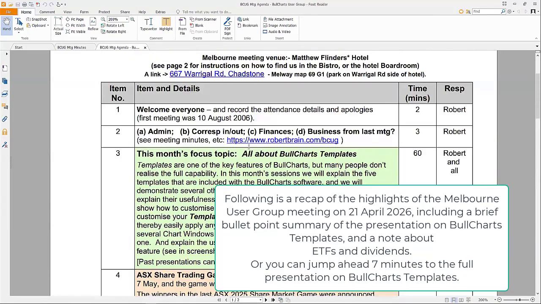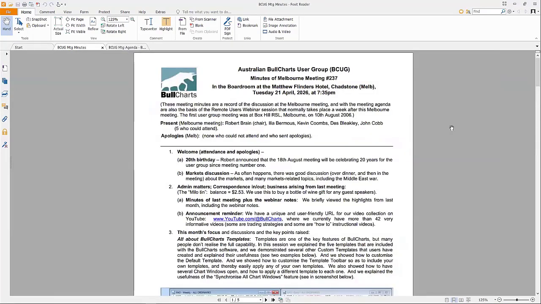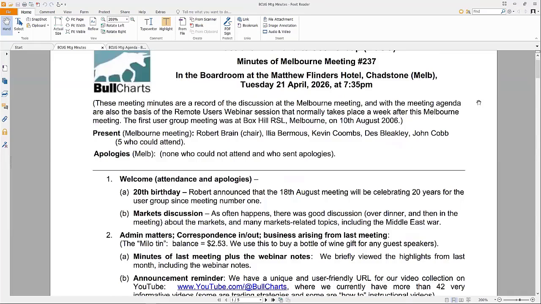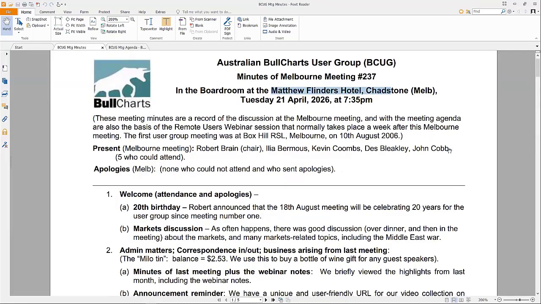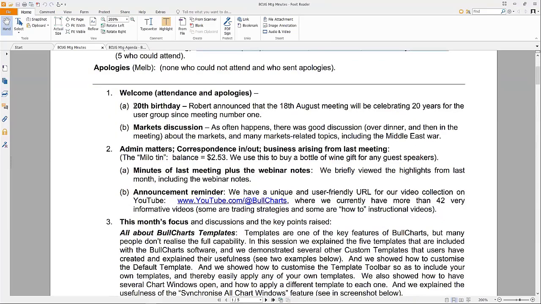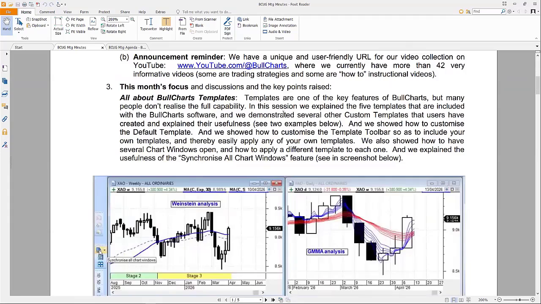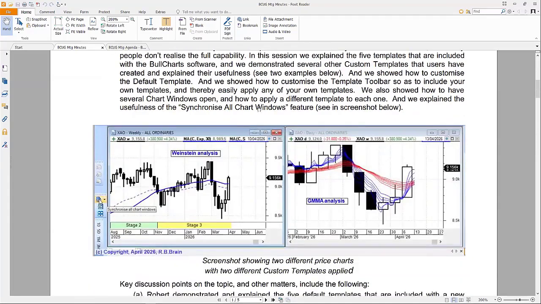Now, last week in the Melbourne meeting, I've shared already the summary notes, I call them meeting minutes, of the session we had in the Matthew Flinders Hotel in Chadstone last Tuesday. There were 5 of us in attendance. I made a point of noting that the user group 20th birthday will be celebrated in the August meetings. We had a discussion last week about templates, and we'll go over all of that in detail shortly.